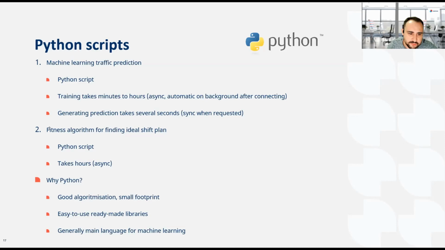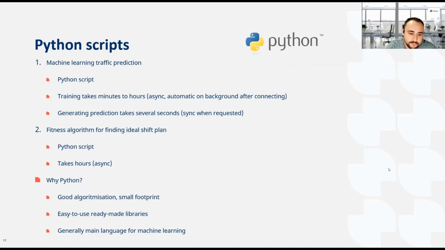As for the second script, it's the fitness algorithm. It's a Python script, and it takes literally hours. It's really long. Currently it could be, for example, 24 hours. Maybe you're shortening it down to 4 hours or something, but it's a really long algorithm. So it needs to be done completely asynchronously.